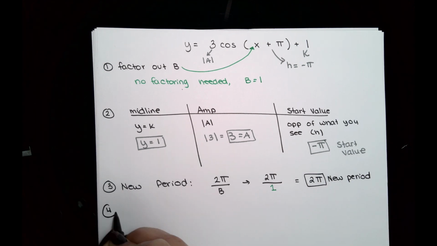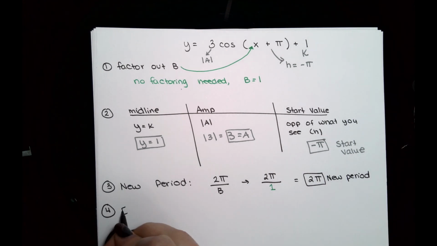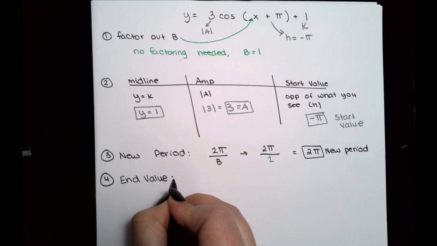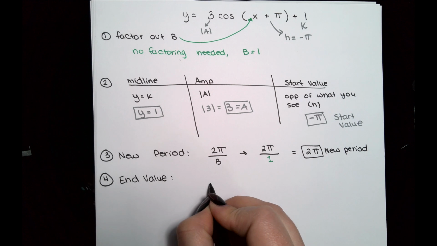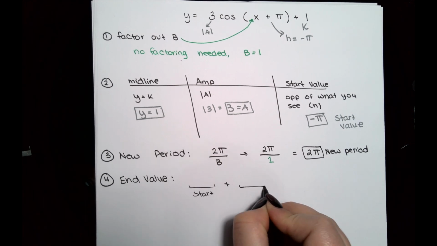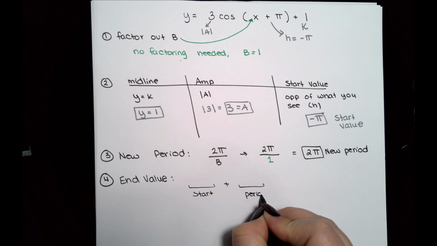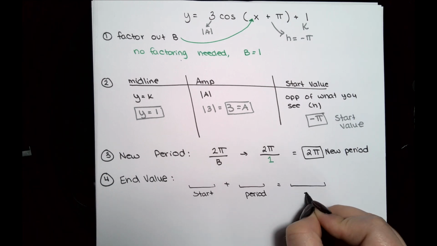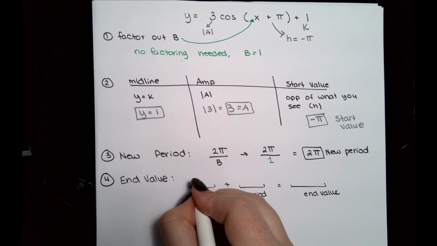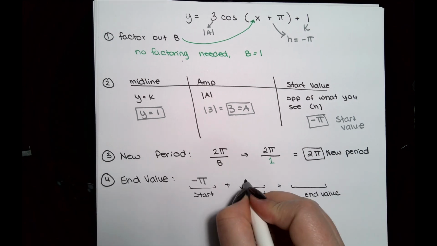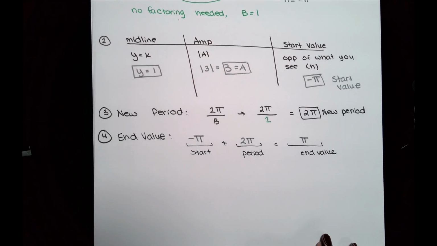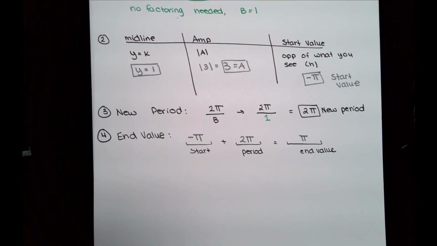Step number 4, you're going to calculate your end value. The end value formula is your start plus your new period, and that's going to equal your end value. Our start value is negative pi, our period is 2 pi, so our end value is at 1 pi. That makes it a little easier, no common denominators, nothing.